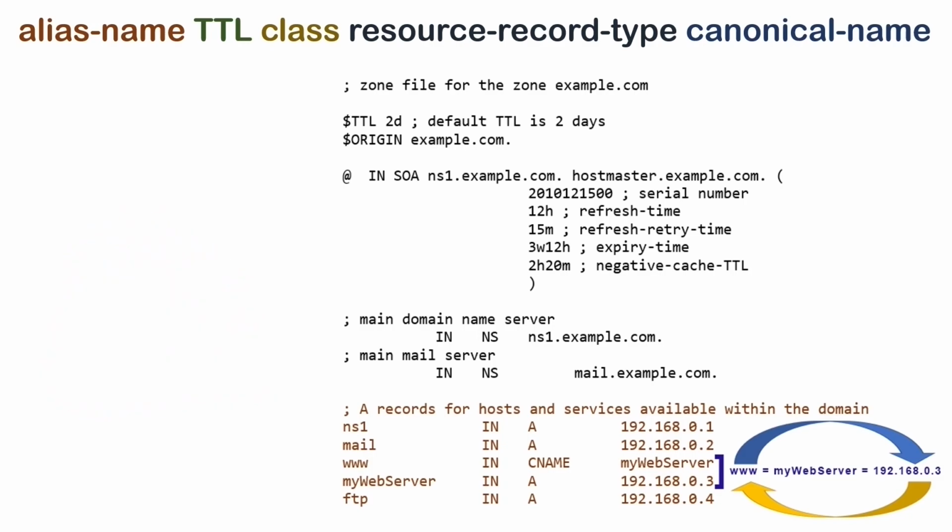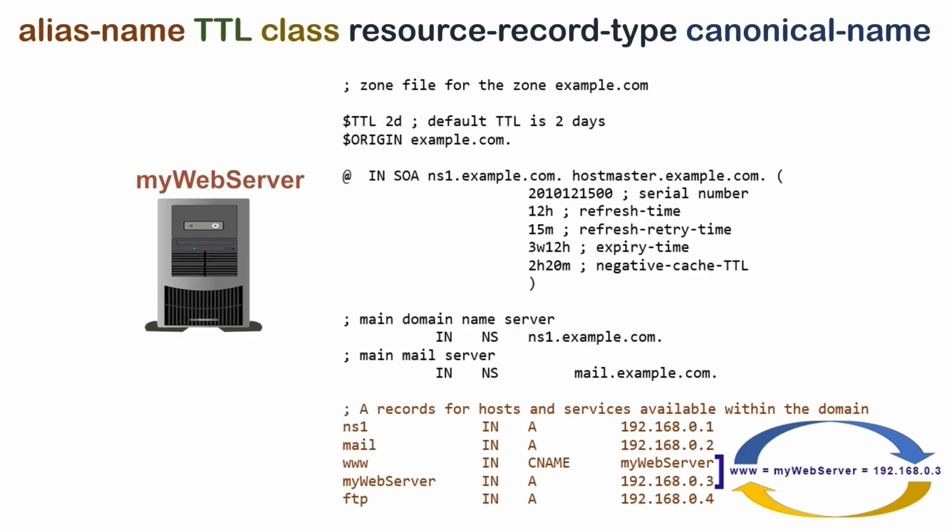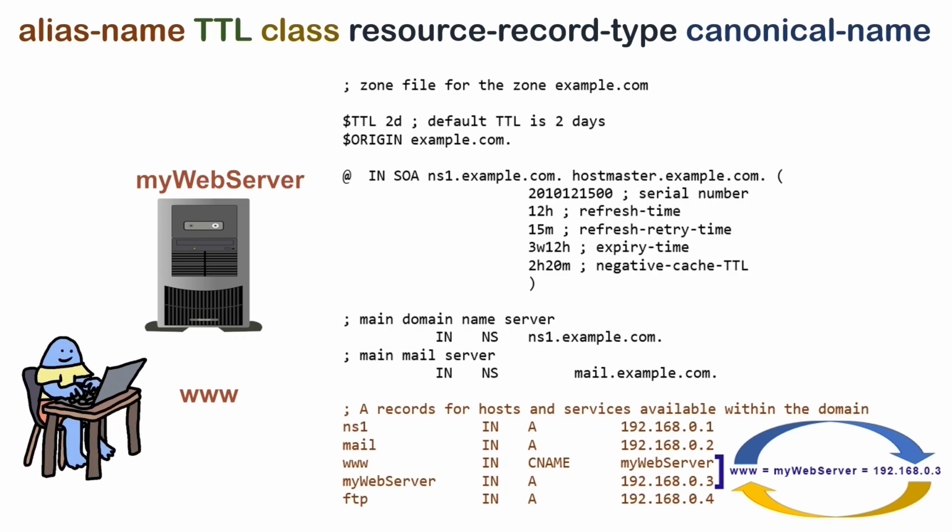Let's understand it through our example. Suppose we run the web service on a host called MyWebServer. In this situation, we can map the name www with the name MyWebServer. After this, DNS will translate the name www into the IP address of MyWebServer. Users will access the web service running on the IP address of MyWebServer by using the name www.